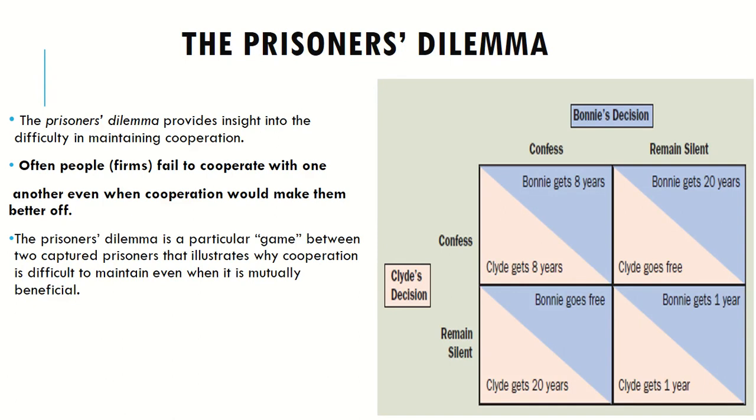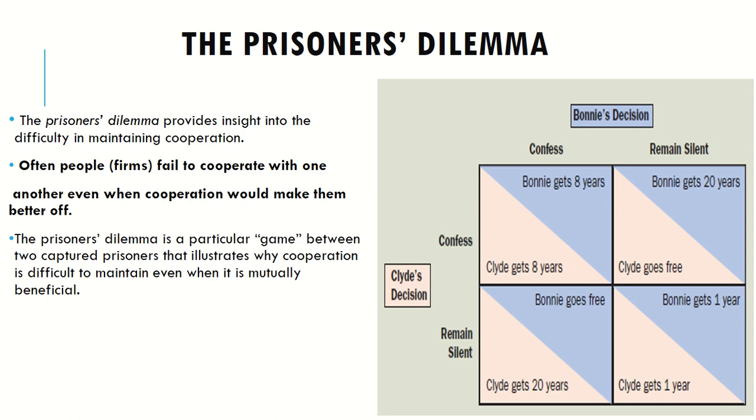This is part 3 of the lecture, in which we will explain game theory and the economics of cooperation with the help of the prisoner's dilemma, which is one of the examples of game theory. Basically, the prisoner's dilemma provides insight into the difficulty in maintaining cooperation. It tells us what difficulties people face in maintaining cooperation to get maximum benefit.